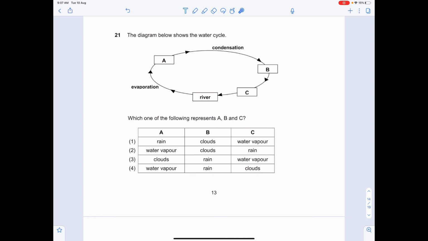Now we know that evaporation is actually the gain of heat from its surrounding, and after that, liquid water will become water vapor. So right off the top, I know that A in this case is water vapor. It is right after a process. Then your water vapor will undergo condensation whereby it will lose heat. After it loses heat, it becomes tiny water droplets, or water droplets.